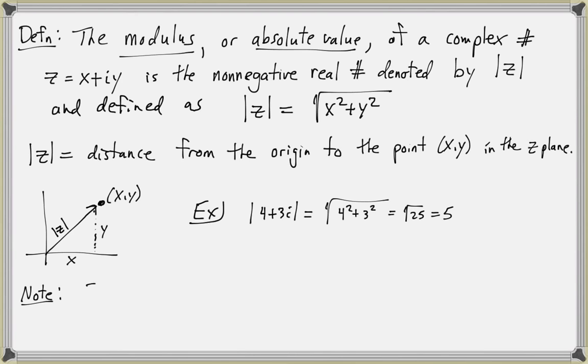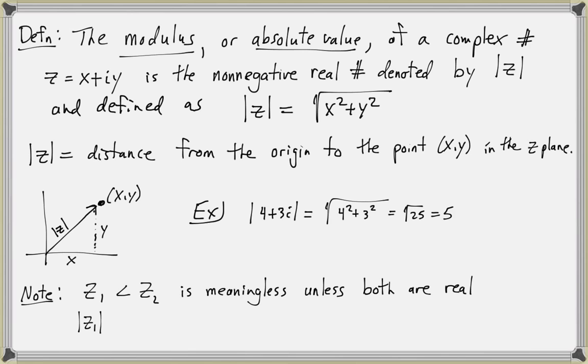So a couple of notes. To say that z1 is less than z2 is meaningless for general complex numbers unless both complex numbers are real. So the complex numbers is not an ordered set. It doesn't make any sense to say that z1 is less than z2 in general, but we can say that the absolute value, or the modulus, of z1 is less than the absolute value of z2. This would mean geometrically that z1 is closer to the origin than z2.